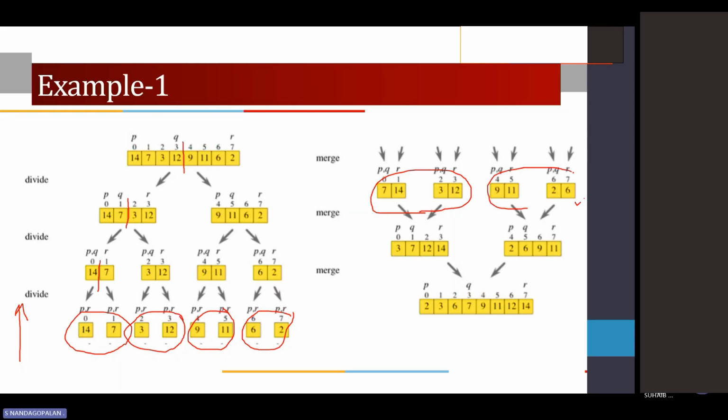So similarly, you merge this, make sure that it is in the sorting order. So 3, 7, 12, 14, 2, 6, 9, 11, done. Now this is one sorted one. This is another sorted. Merge this to get this final sorted one.